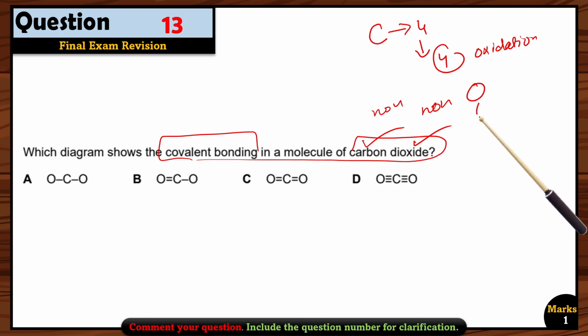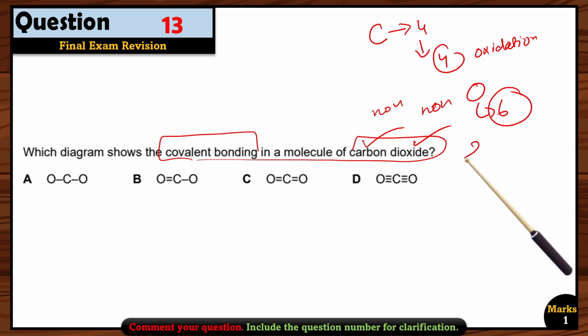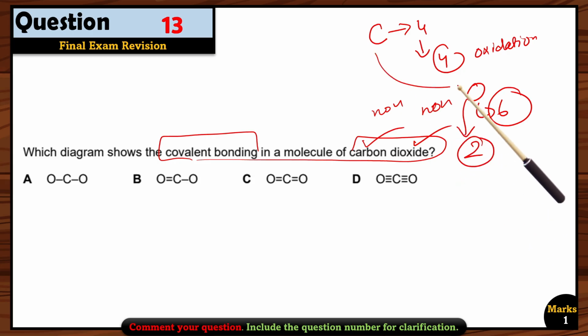Whereas oxygen belongs to group 6, so it has 6 electrons in the last shell. How many electrons does it need? It only needs 2 electrons to become 8. So that's why the oxidation state of oxygen is 2, whereas the oxidation state of carbon is 4. The oxidation state decides how many electrons an atom can lose, gain or share. So carbon should share 4 electrons now, because its oxidation number is 4. You can easily see here, right?